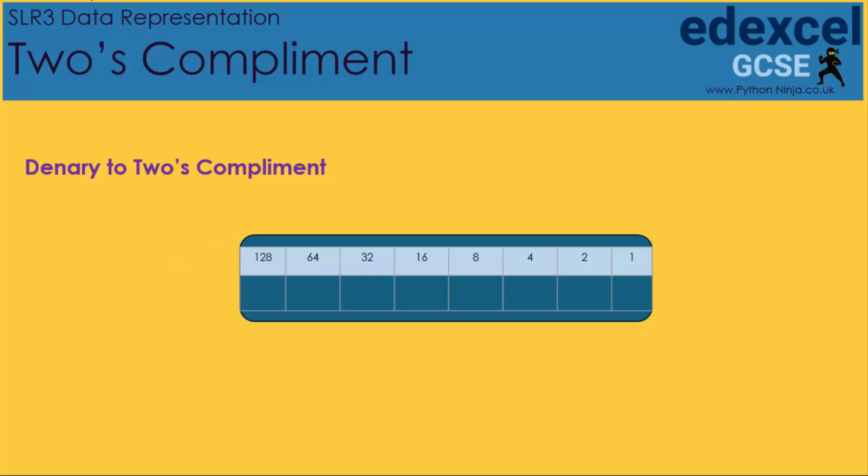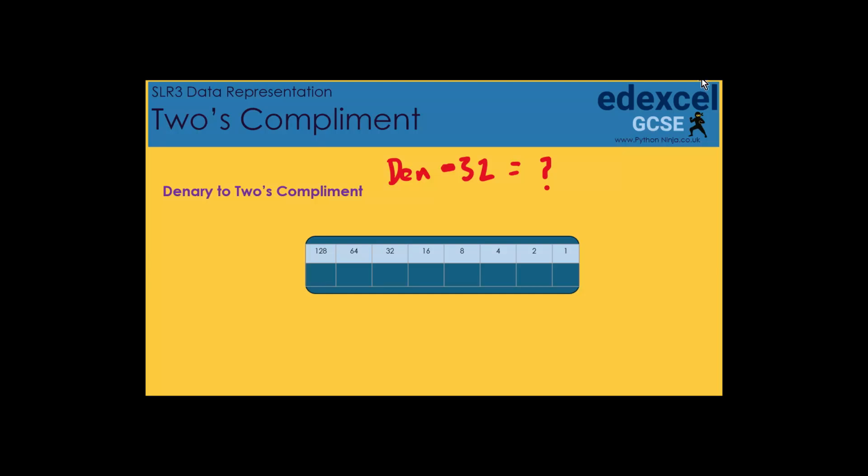Okay, let's do some questions, and these questions are going to be converting from a negative denary number to a signed integer binary number using 2's complement. So how do we work out what the binary version of denary minus 32 is? What's minus 32 as a signed integer binary number? I suggest you pause the video at this point and go through the process of using 2's complement to work out what minus 32 is as a signed integer binary number.